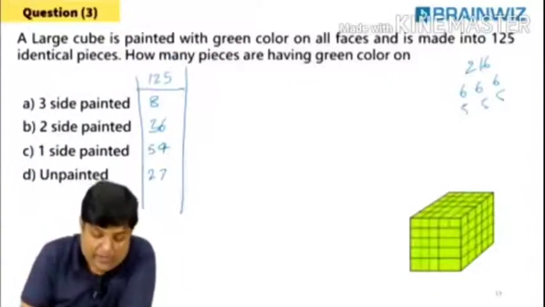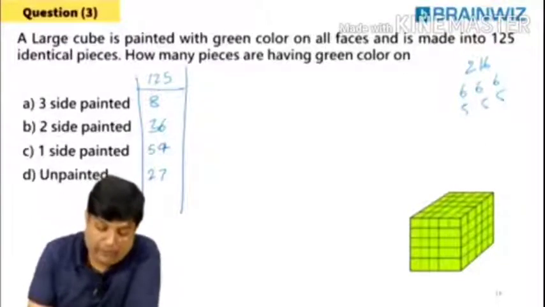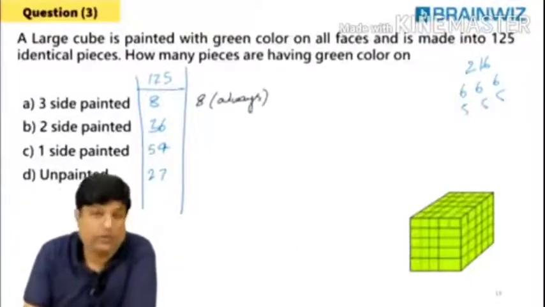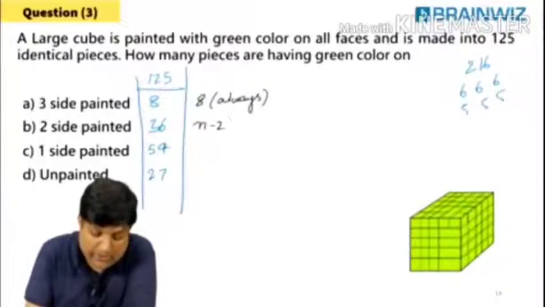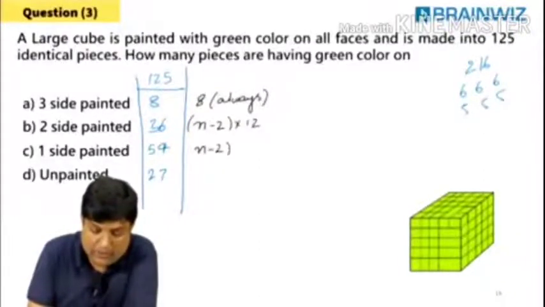Listen everybody. Whenever he gives this kind of question to you, what you are supposed to do is use a formula. The first formula is 8 always. What is the first one, students? 8 always. Second one is n minus 2 into 12. Third one is n minus 2 whole square into 6. Last one is n minus 2 whole cube.